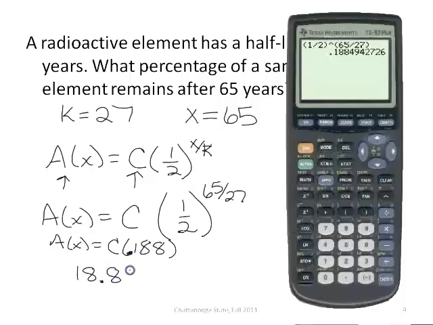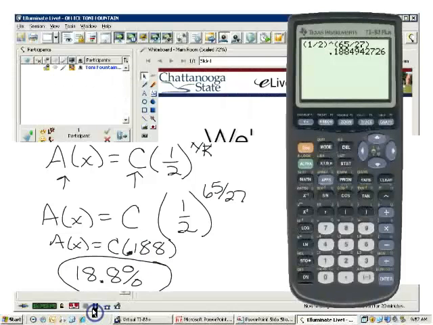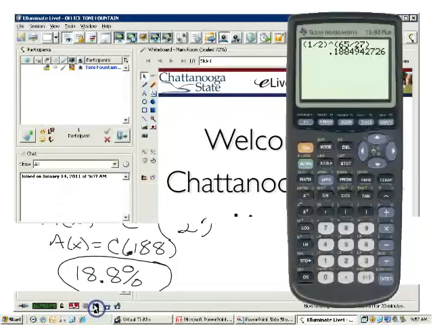So the amount left is going to be C times 0.188. Now, if we think about this, 0.188 is 18.8%.